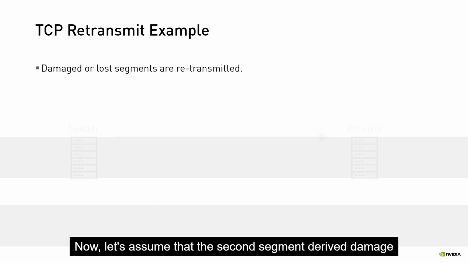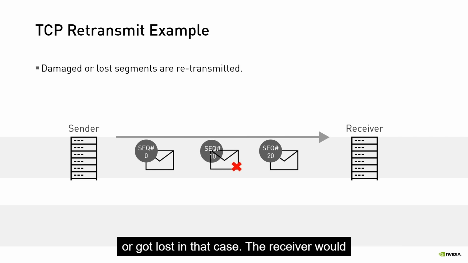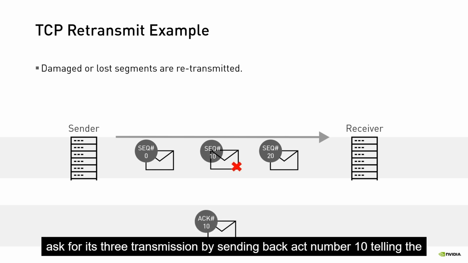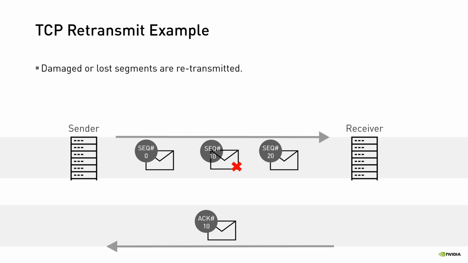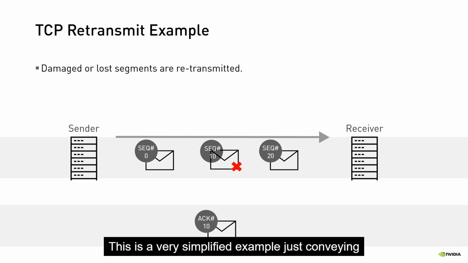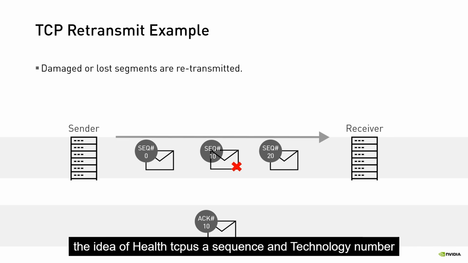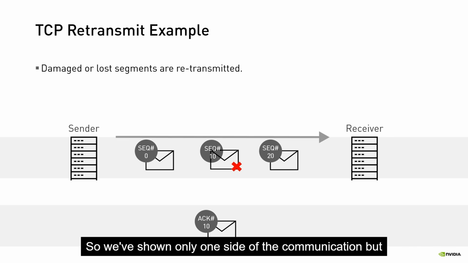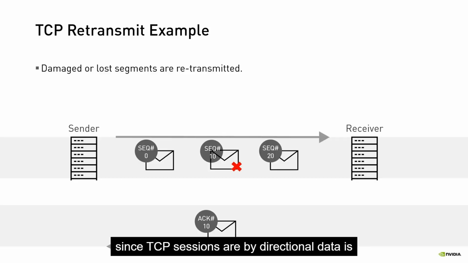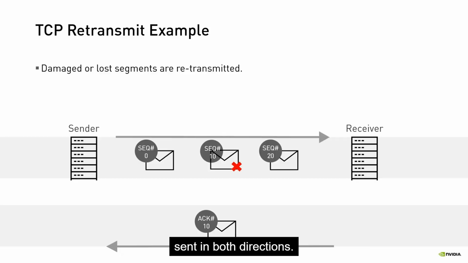Now, let's assume that the second segment arrived damaged or got lost. In that case, the receiver would ask for its retransmission by sending back ACK number 10, telling the sender it is expecting byte number 10. This is a very simplified example, just conveying the idea of how TCP uses sequence and acknowledgement numbers to provide reliability. Also, we've shown only one side of the communication, but since TCP sessions are bidirectional, data is sent in both directions.